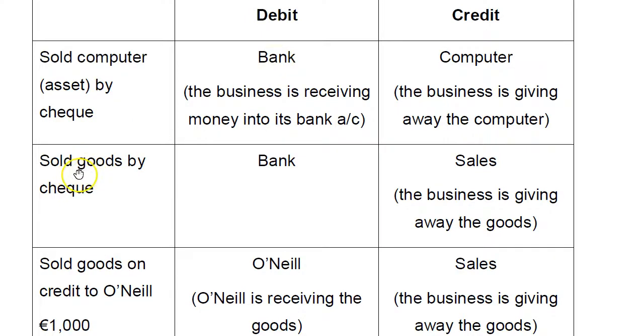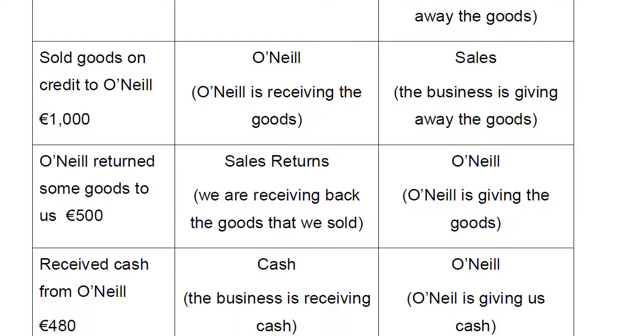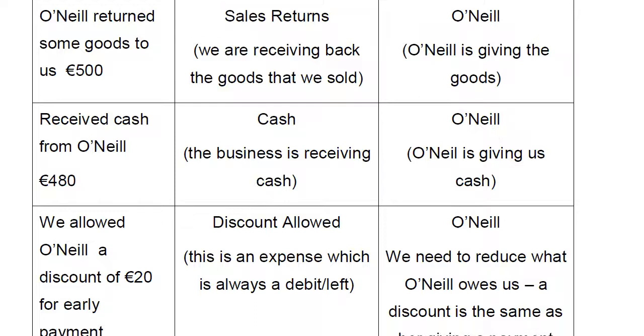But if you see sold goods, you open up a sales account, and when you're selling goods, you're giving them away. So, well, not giving them away for nothing, but they're leaving the company. So they're the giver, and that's sales, always on the credit side. And then it's either going to be bank or cash, or you'll debit the receiver if it's on credit, like here O'Neill. And there's some other transactions, returns of goods, sales returns, a receivable paying us money, and then giving someone a discount.